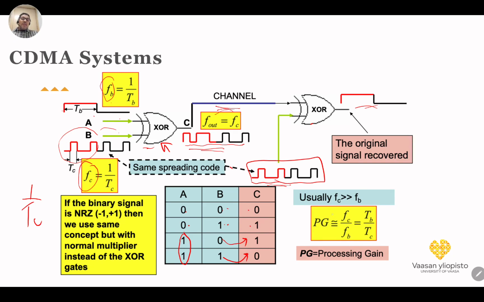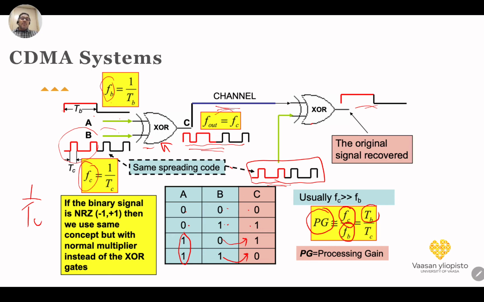Here we have a very important parameter. It is called the processing gain. The processing gain is given as the chip rate divided by the bit rate, or the duration of one bit divided by the duration of one chip. So this gives you an indication of how much the original signal was spread in frequency.